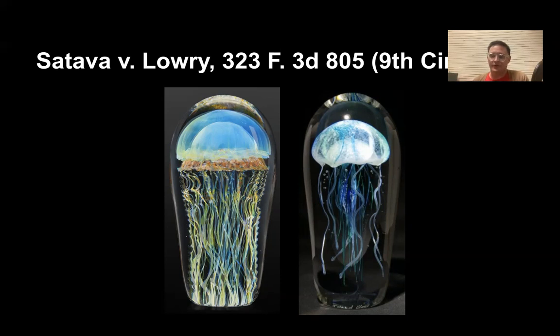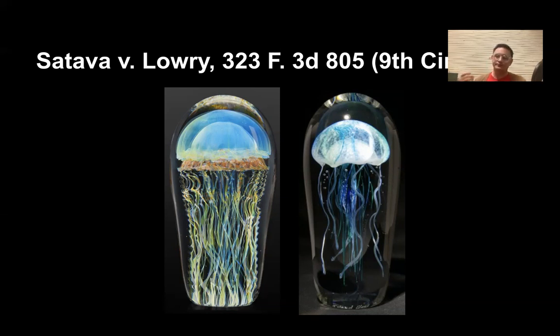He starts producing his own glass jellyfish, and Satava is not too happy, right? First off, Lowry is now competing with him and horning in on his market. Moreover, some people are seeing the Lowry jellyfish and thinking they're the Satava jellyfish. There's some confusion between the two, and Satava doesn't like it, right? He wants to have a monopoly on creating glass jellyfish. He brings an infringement action against Lowry, and really interesting outcome, right?